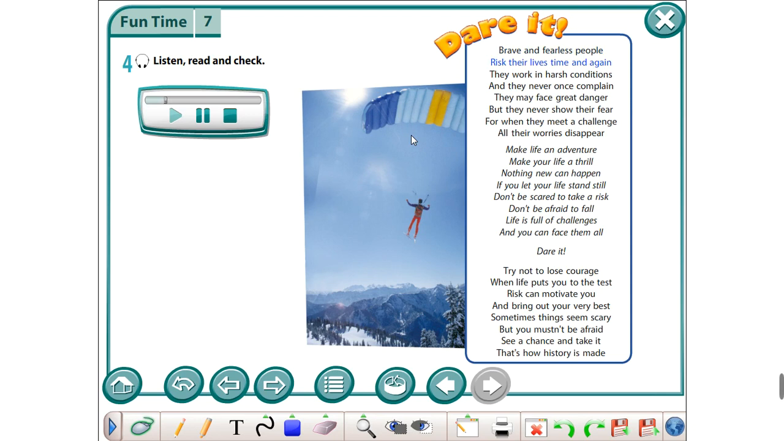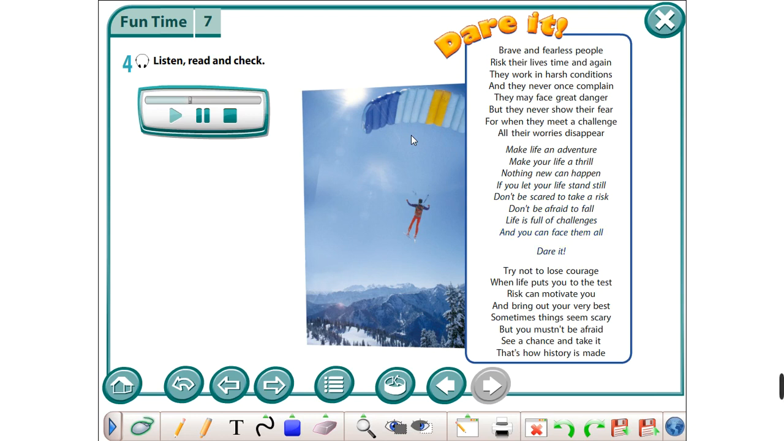Risk their lives time and again. They work in the harsh conditions and they never once complain. They may face great danger, but they never show their fear. For when they meet a challenge, all their worries disappear. Make life an adventure. Make your life a thrill. Nothing new can happen if you let your life stand still. Don't be scared to take a risk, don't be afraid to fall. Life is full of challenges and you can face them all.